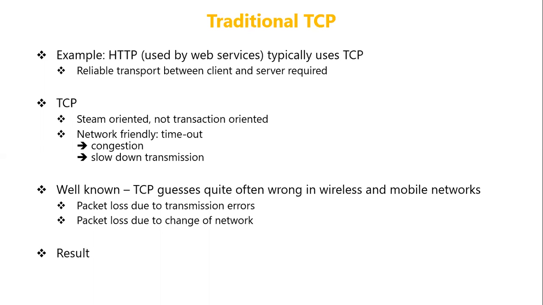Here in wireless networks, if there is a packet loss, that is mainly due to transmission error. But that is not the case in wired networks. In wired networks, it is due to congestion. So always when there is a packet loss, TCP will assume that it is congestion. That behavior will not help in wireless networks. That is the key takeaway point here.